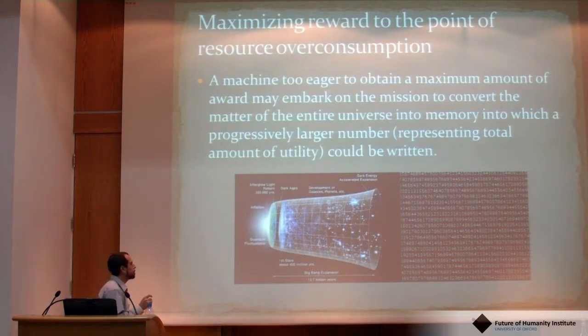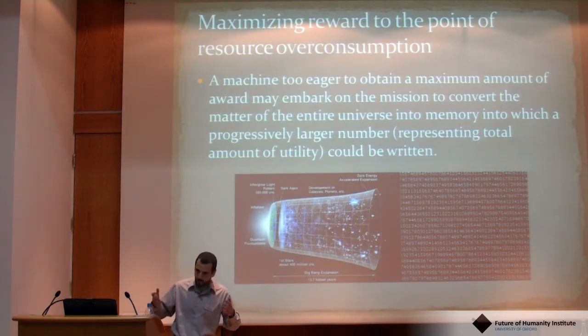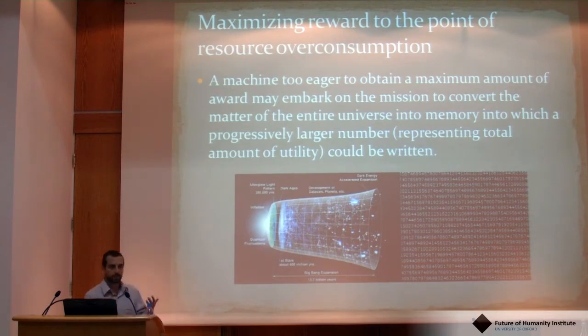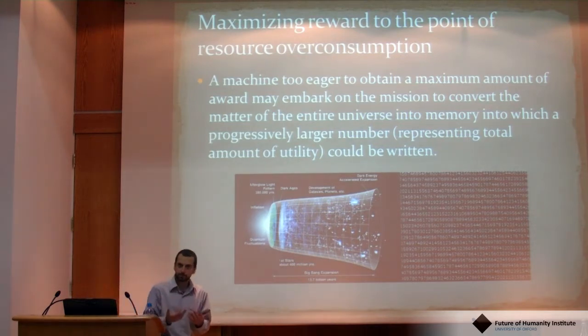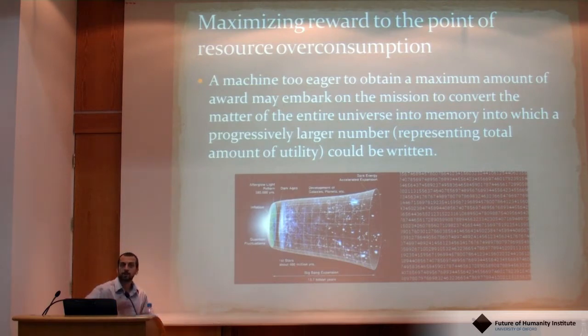Another example problem is a situation where you have a machine trying to optimize its reward. Obviously, it's represented as some numerical value in the system. What happens when the system tries to modify that value to a point where it needs additional resources to produce larger and larger numbers, potentially taking over all the other available computational resources to accomplish this type of goal.